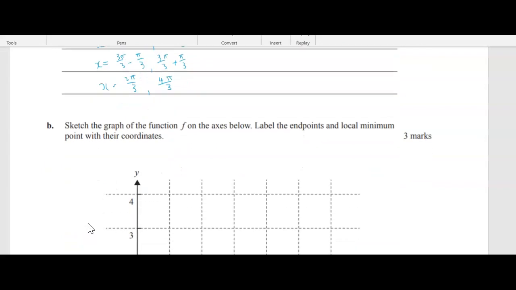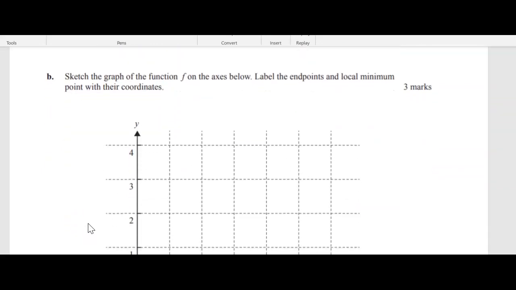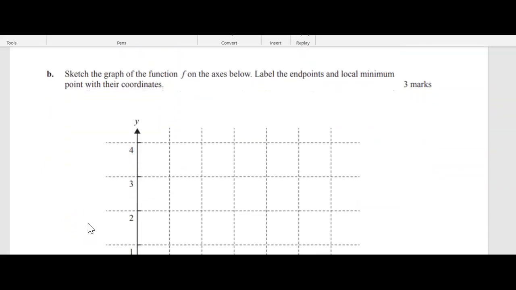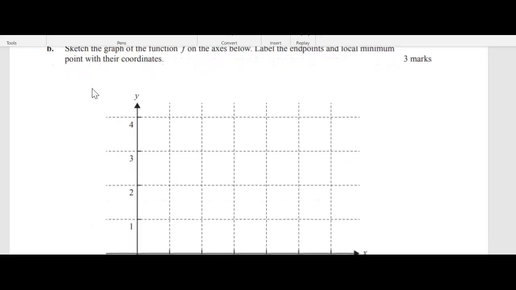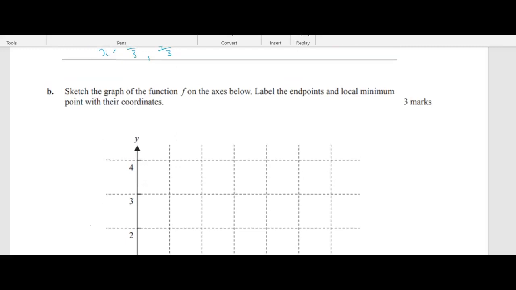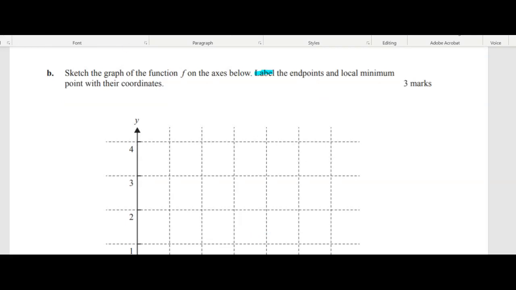Okay, don't glitch on me. Question B: sketch the graph of the function f on the axis below, label the endpoints and local minimum point with their coordinates. All right, so let's just highlight so we don't forget, like I did in the previous question, everything that we have to label. Oh my gosh, I'm going to have to restart. All right, now I've just restarted Word, so hopefully it doesn't glitch on me. So we need to label endpoints and local minimum points with their coordinates.